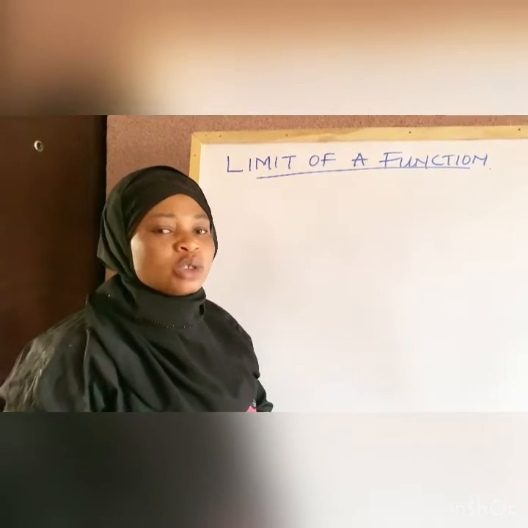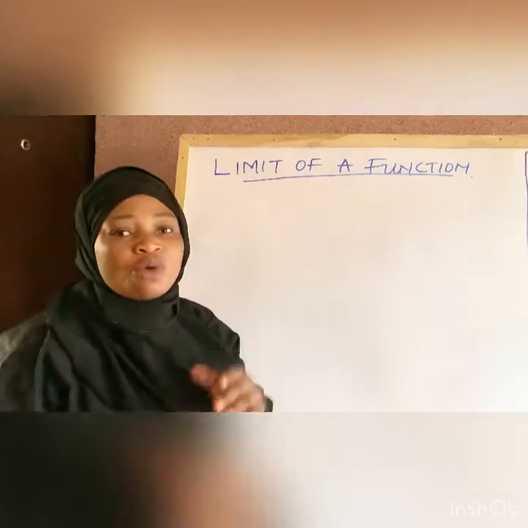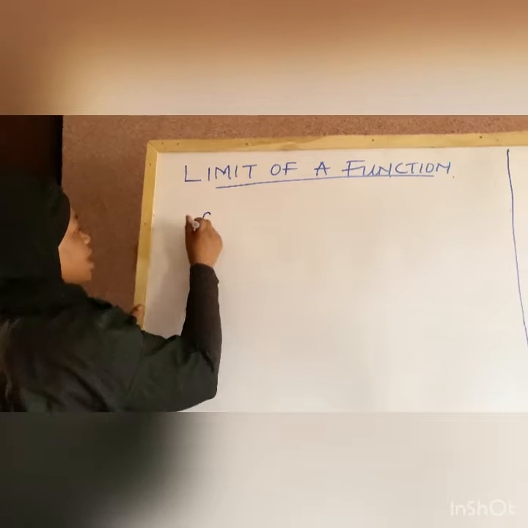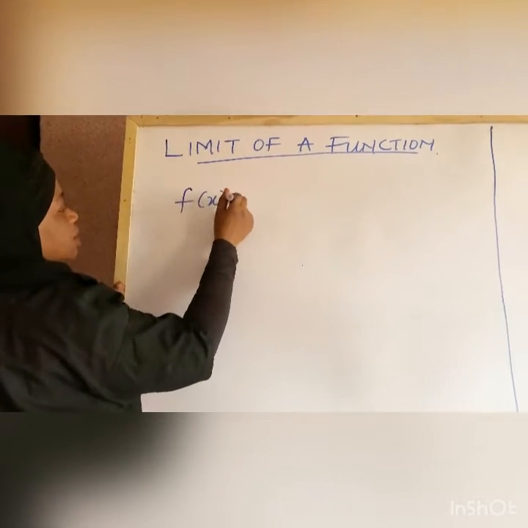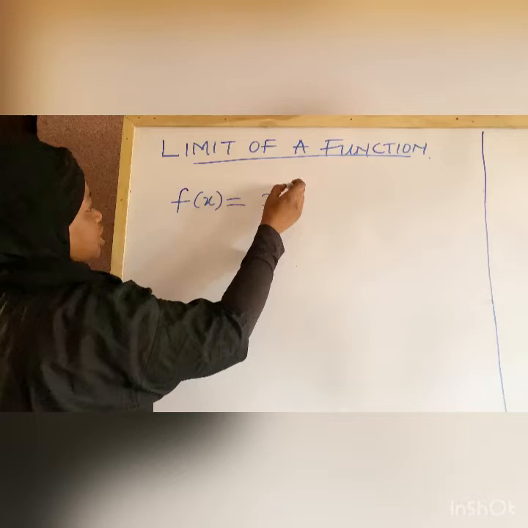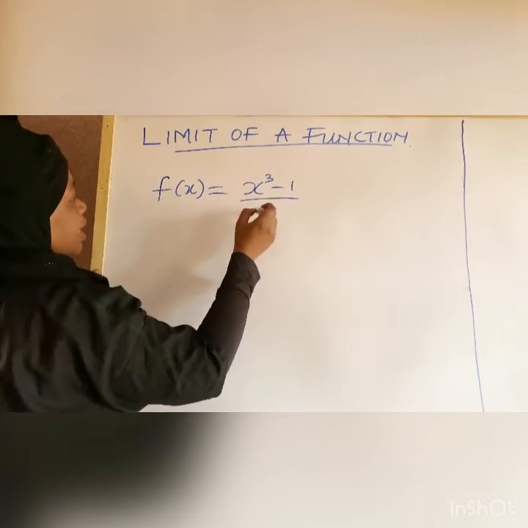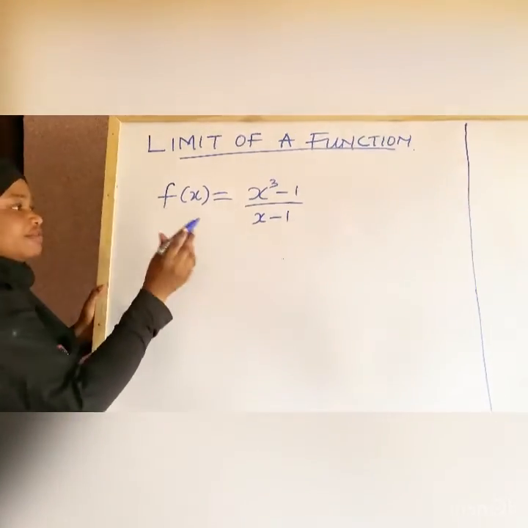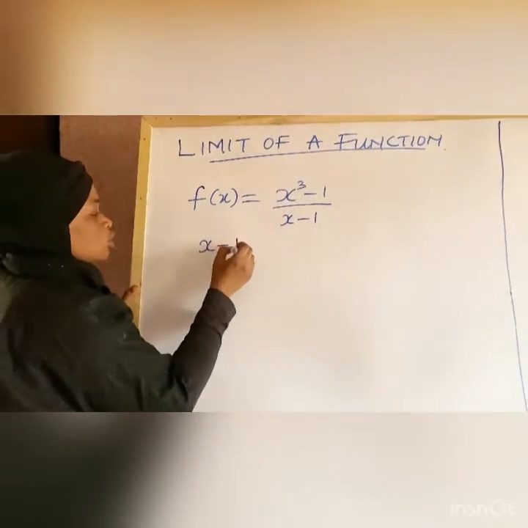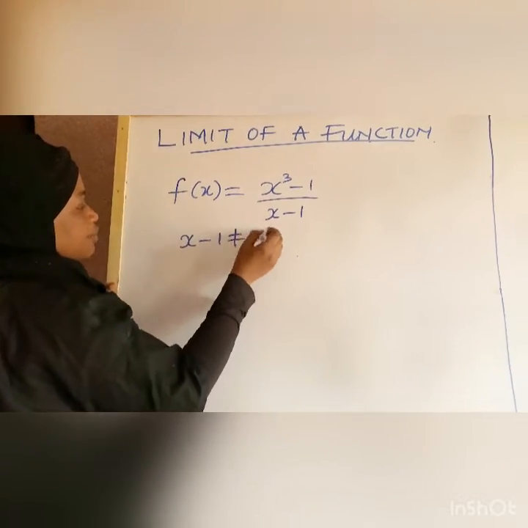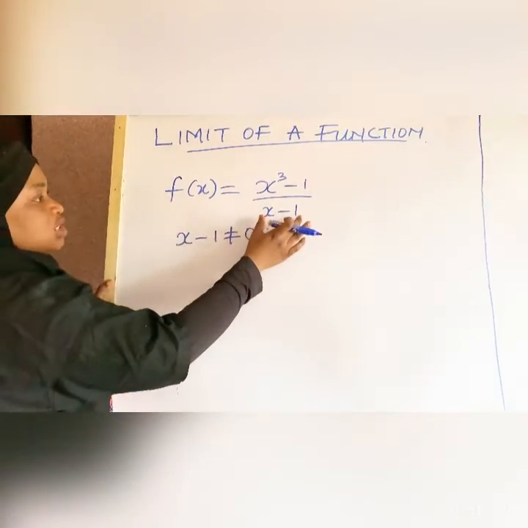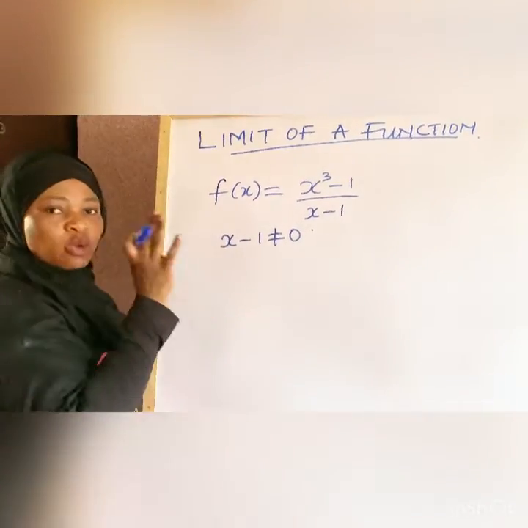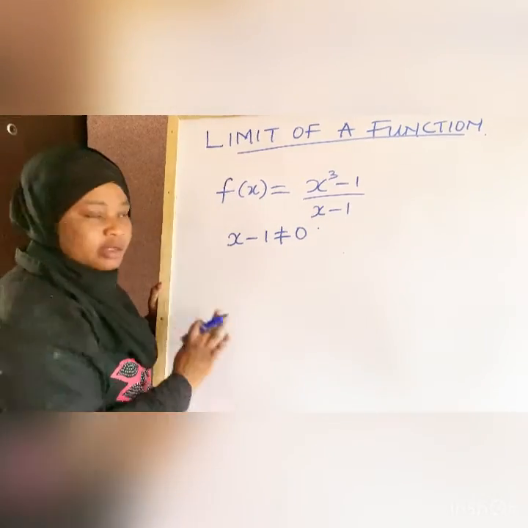So in today's class, I want to explain what the limit of a function is. If you are given any function f of x, let's say it's equal to x cubed minus 1 divided by x minus 1, we all know that for this function to be defined, x minus 1 must not be equal to 0. If it is equal to 0, this will be undefined. And we want our function to be defined. We want its value to be a real number.